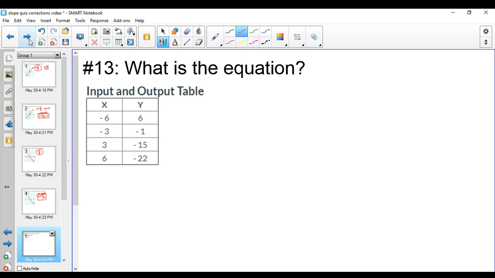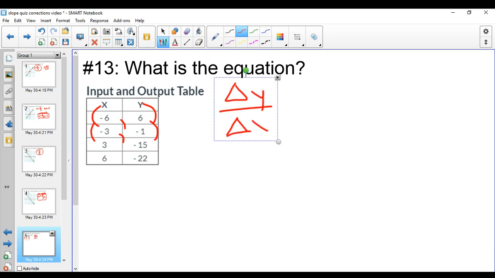Okay, the next one we're going to look at is number 13. What is the equation of the line? So we have a table here. The first thing I want to find is the slope. So I can pick 2 ordered pairs. I can think about these as ordered pairs, -6, 6, and -3, -1. So if you'll remember, slope is change in y over change in x. We also wrote it as y2 minus y1 over x2 minus x1.